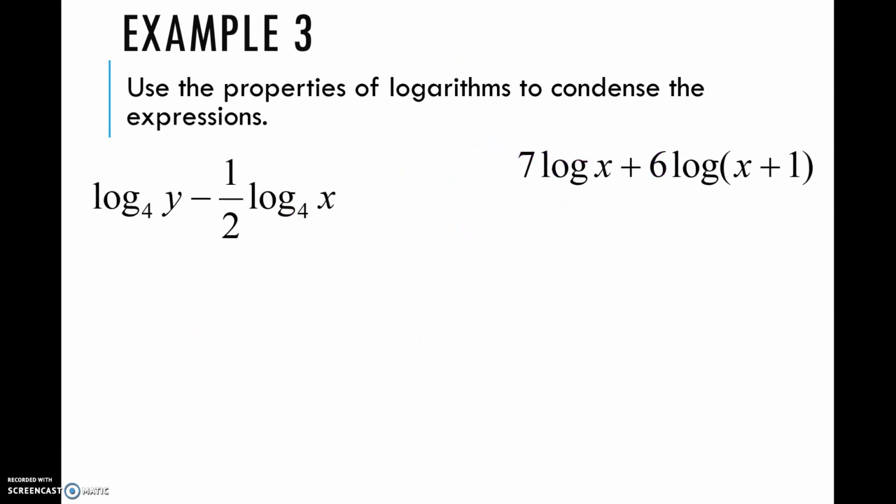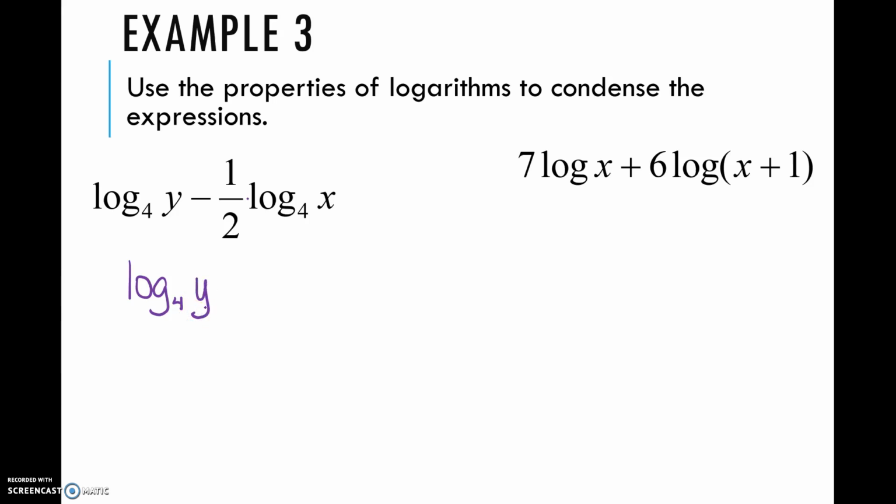Okay. Now we're going to go backwards. We're going to start with something that's already expanded, and we are going to condense it. Everything that we do in math, there's a way to undo it. So we just learned how to expand. Now we're going to learn how to go backwards and condense. So the first thing I always look for is numbers in front of logarithms, because numbers in front are going to go back to exponents inside the log.